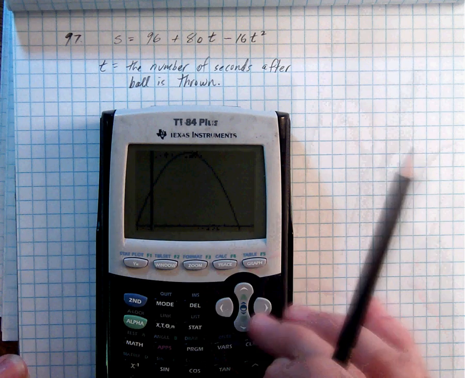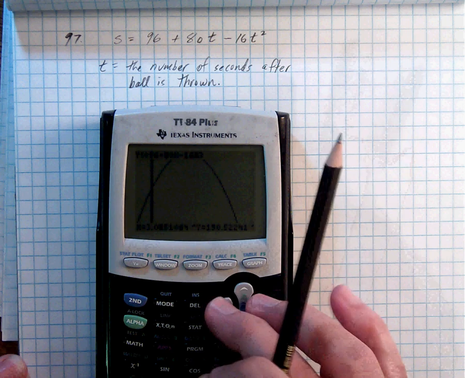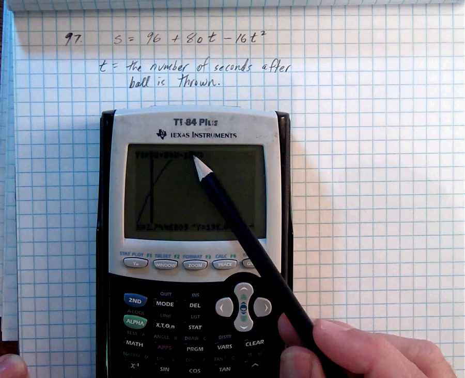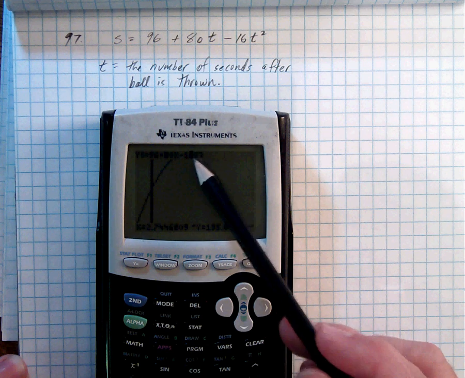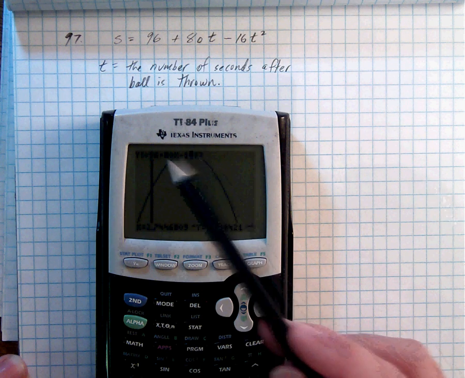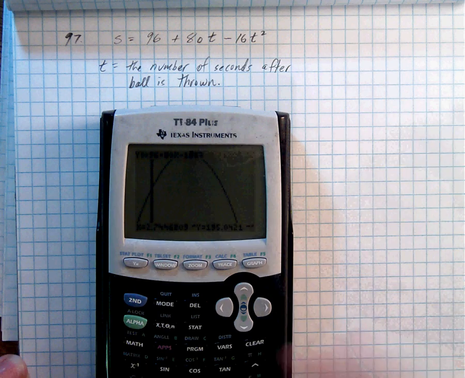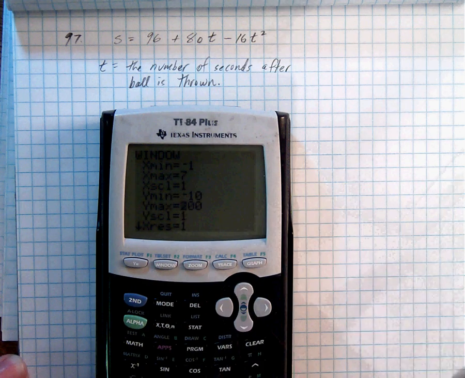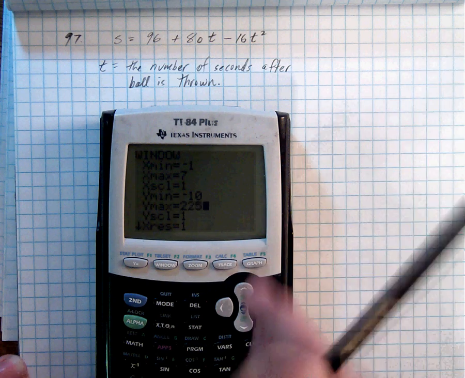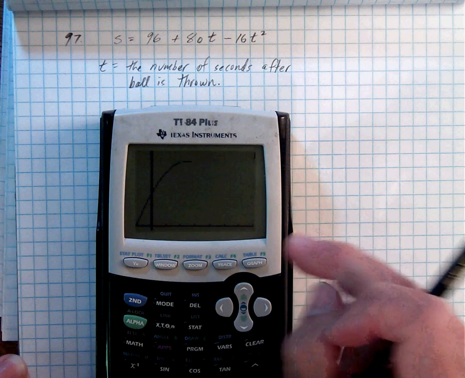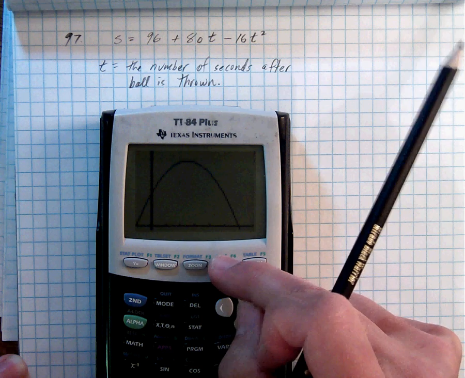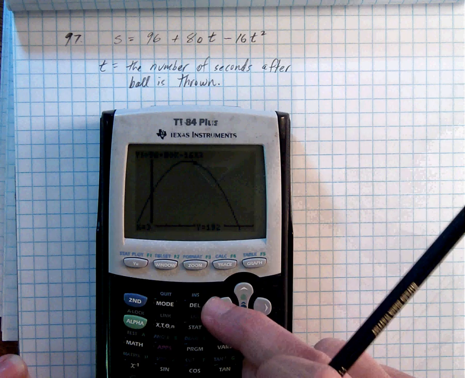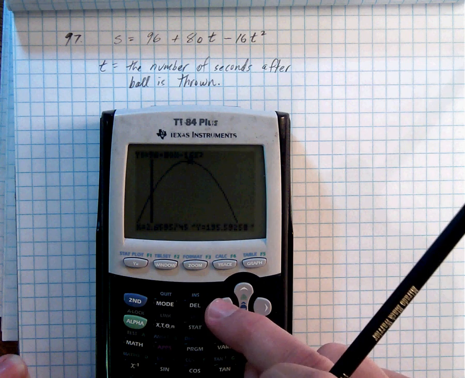So if I hit trace here, you can see that my cursor in the top of my calculator is kind of being interfered with by that function. So I need to go up a little higher than 200. So I'm going to go into my window, change that to, how about 225? Alright, now I'll hit trace. Alright, so now I can see my cursor without it overlapping with my function right here.